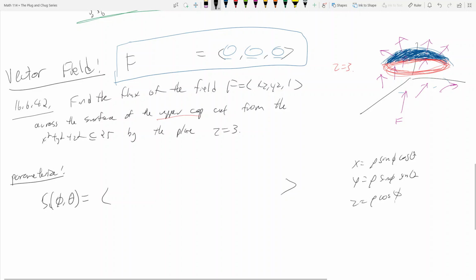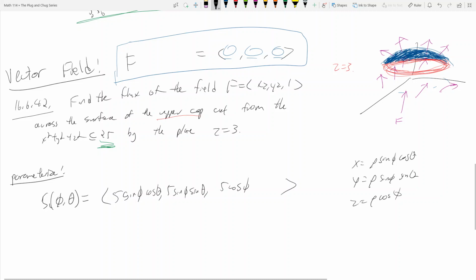Since my region is going to be part of a sphere, every point on this blue shaded surface is going to be the same distance from the origin, and that distance is going to be 5, from 25. So if I'm at this green point right here, my distance to the origin is the same as if I were here. That's the same distance no matter where I am on the blue part, the cap. So rho is going to be 5, and so I have 5 sine phi cos theta, 5 sine phi sine theta, and 5 cos phi.